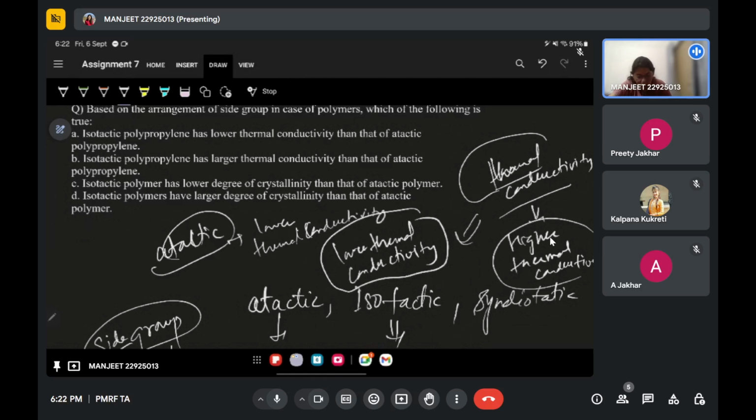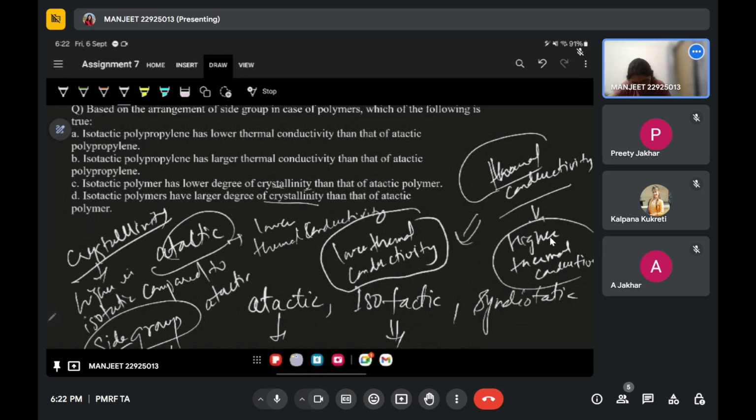Also, in the C and D parts they have talked about the crystallinity. So crystallinity is higher in the isotactic, because there is a regular arrangement, so crystallinity will be higher in the isotactic compared to the atactic one. Okay, so this thing we have discussed.